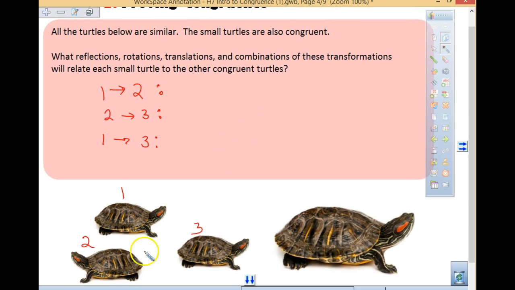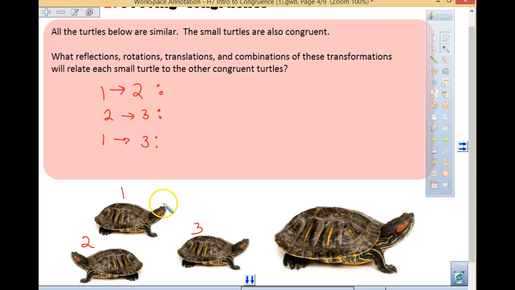Going 1 to 2. Okay? If I call on you or your partner, I want you to tell me. If not, I want you to wait. So Grace and Elena, what do you guys think? 1 to 2. What might you have had to do?